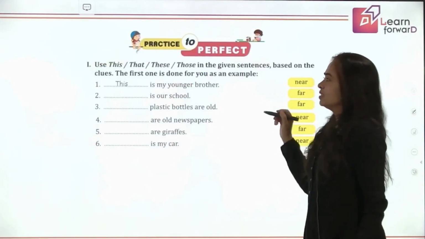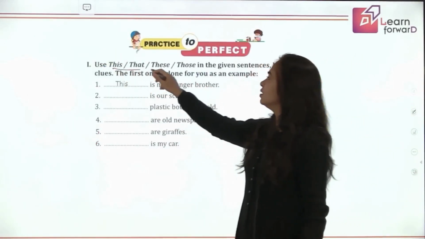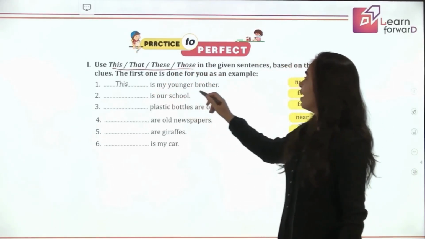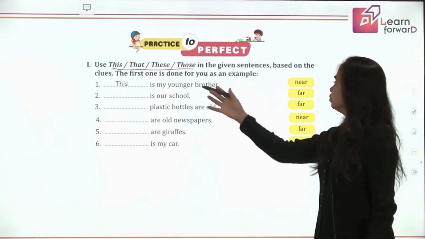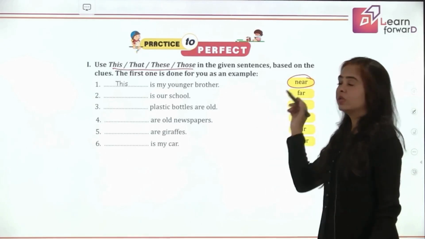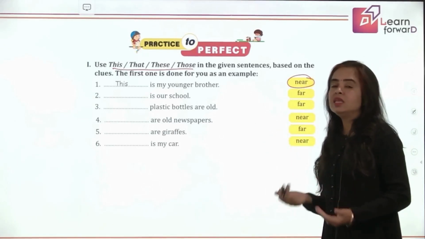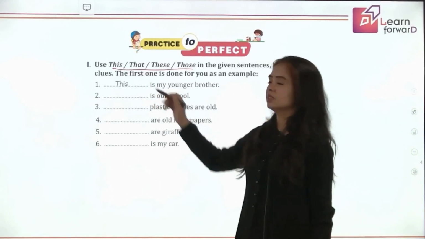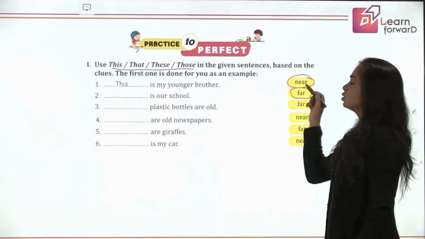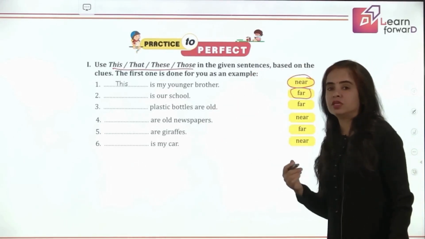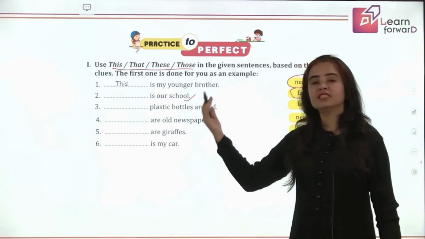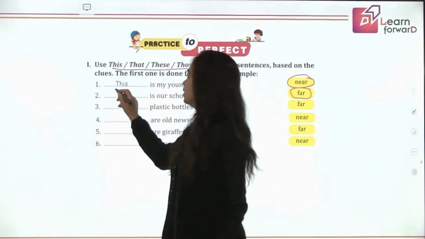Let's do some exercise. Again, we'll be using this, that, these, those. Okay. Dash is my younger brother. So, see what clue is given here. When we are talking, your younger brother is standing near you. So, we are using this. Dash is our school. What do you see here? The school is far and we are pointing out. So, what will you use? School is singular and it is far. So, we will use that.